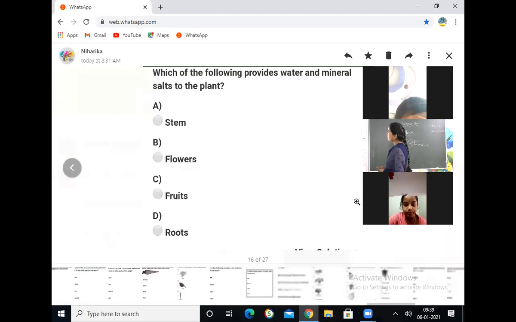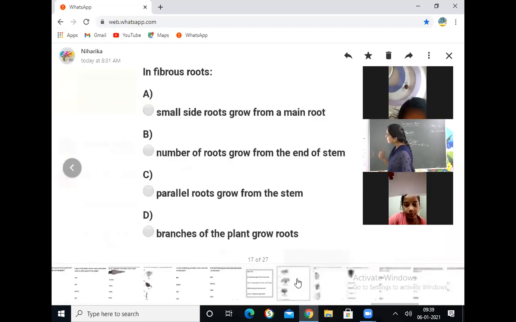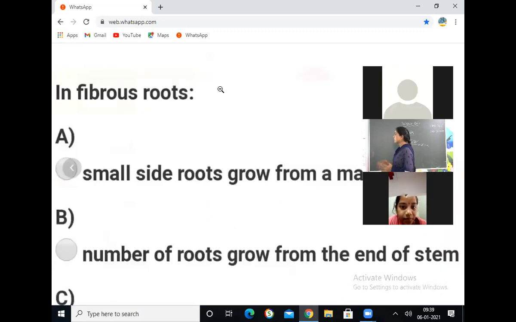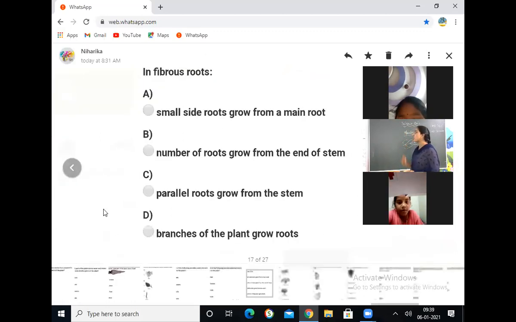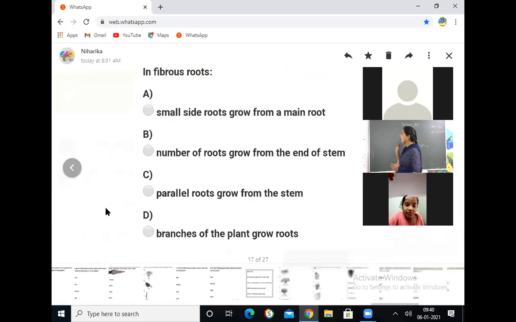Which of the following is true? In fibrous roots, small side roots grow from the end of the stem. Fibrous roots are those in which small side roots grow from the main root. Second option, a number of roots grow from the end of the stem. Next, parallel roots grow from the stem, branches from the plant grow fruits. What is the answer?